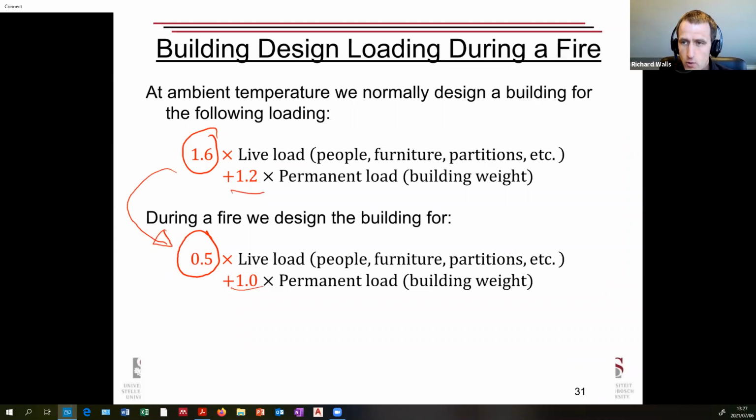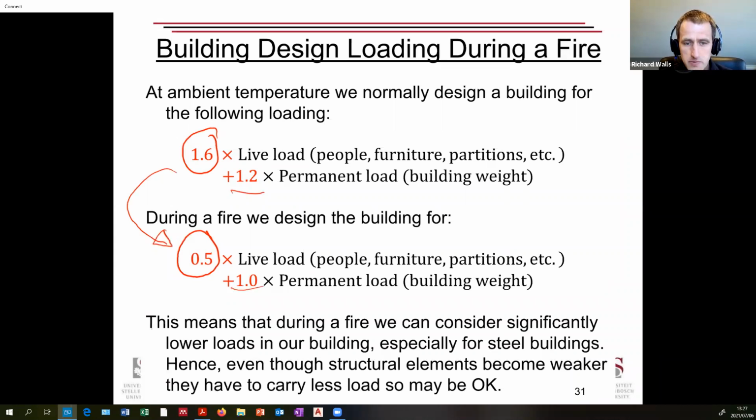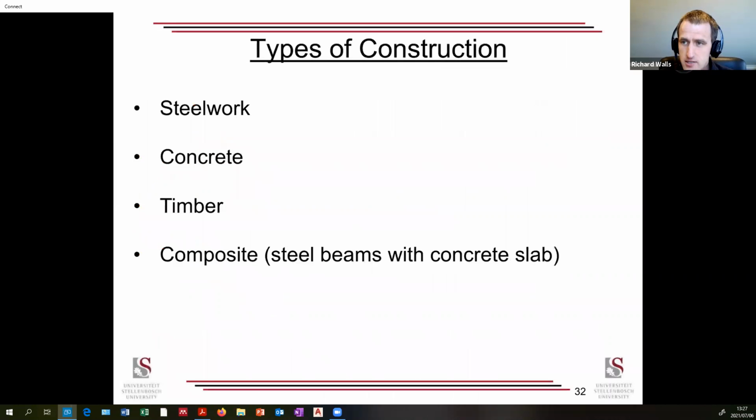So that means we've got quite a lot of residual capacity. This means that during a fire, we can consider significantly lower loads in our building, especially for steel buildings. Hence, even though structural systems become weaker, they have to carry less load, so maybe okay. So let's start having a look at these systems. Let's look at steel, concrete, timber, composite, etc.